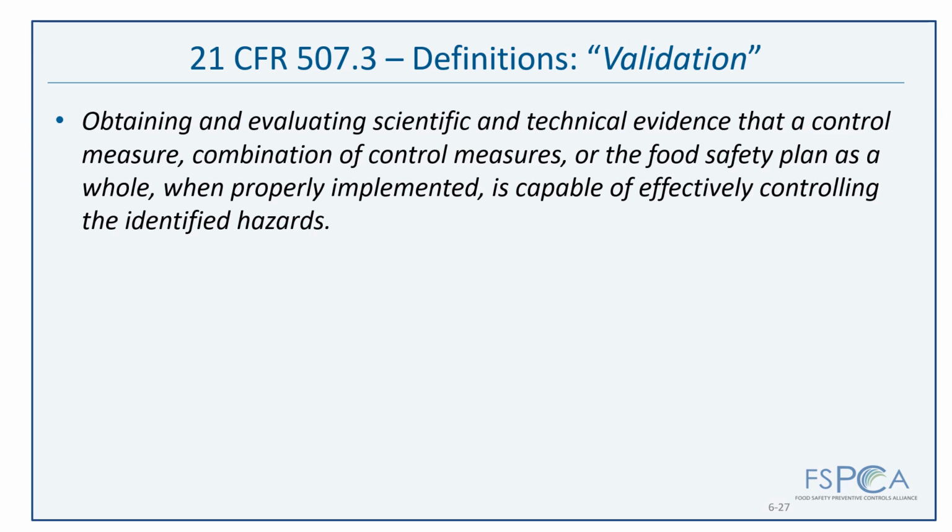Here's the definition of validation. So now we're going to get into a little bit more of the specifics behind the differences between validation and the rest of the verification activities. So validation is obtaining and evaluating scientific and technical evidence that a control measure, combination of control measures, or the food safety plan as a whole, when properly implemented, is capable of effectively controlling the identified hazards. Okay? Is it capable of controlling those hazards? Is it the appropriate thing to do to control a specific hazard?